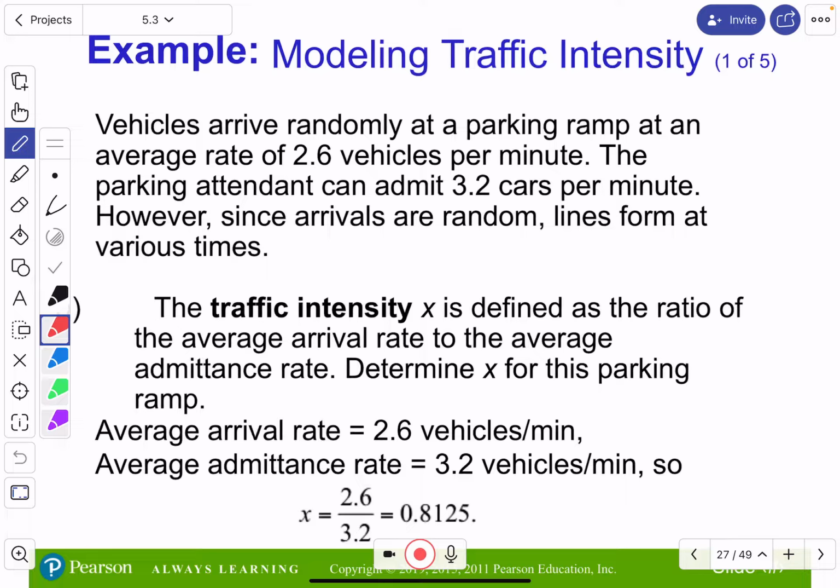All right, let's see here. Okay, here's a word problem. Modeling traffic intensity. Vehicles arrive randomly at a parking ramp at an average rate of 2.6 vehicles per minute, and they can admit 3.2 cars per minute, but arrivals are random, so things are variable. So the intensity is the arrival divided by the admittance. So to do that, they divided those two and got 0.812. That's where that comes from.